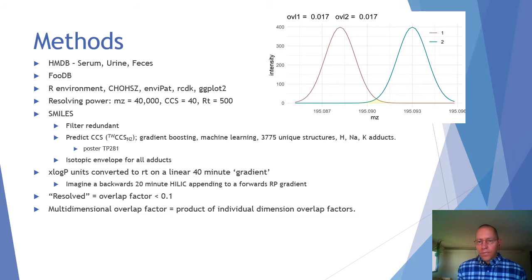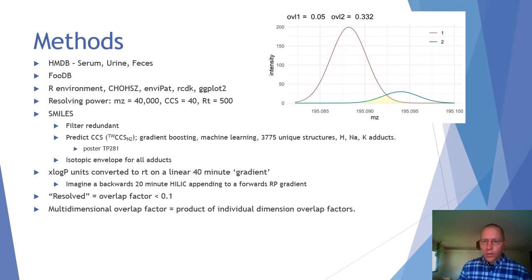The overlap factor for two better resolved peaks is going to be very low. So you can see a tiny shaded area in the center of the overlap plot here. And in this case, this is an overlap value of about 0.02. So these would be considered resolved using our less than 0.1 metric.